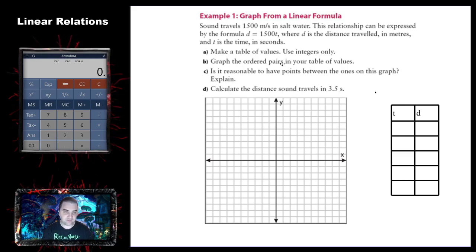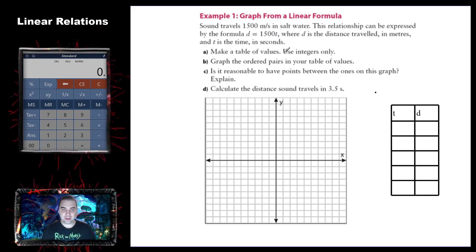The example itself is sound traveling through salt water. So it says right here that sound travels at 1,500 meters per second through salt water. And that can be expressed by the formula d = 1,500t. So d here means distance traveled. The distance traveled is 1,500 times however long it took, how many seconds, t.